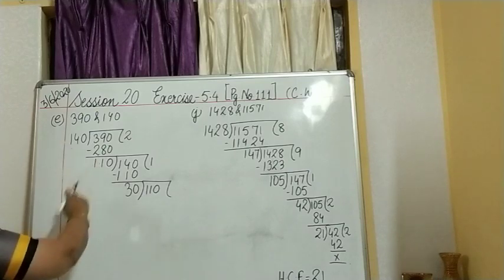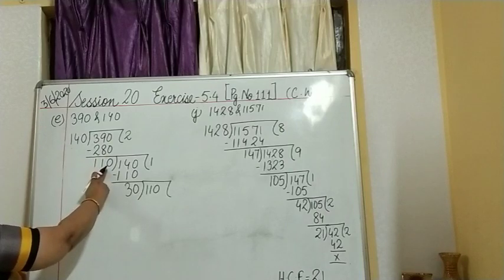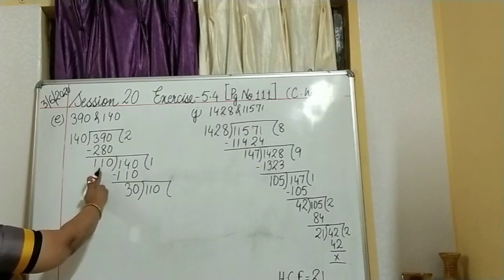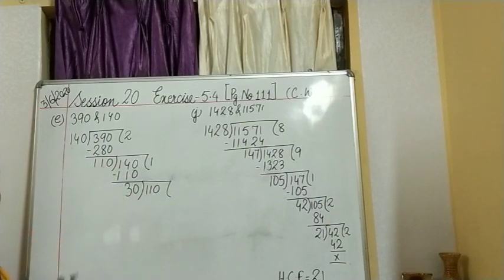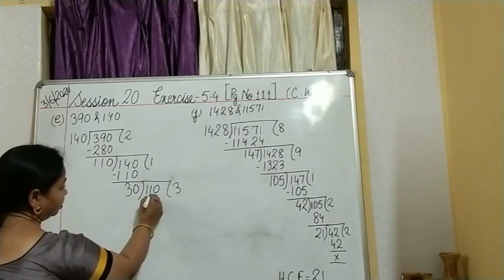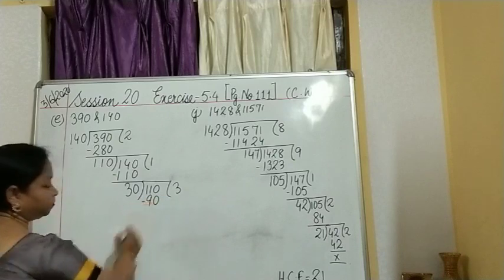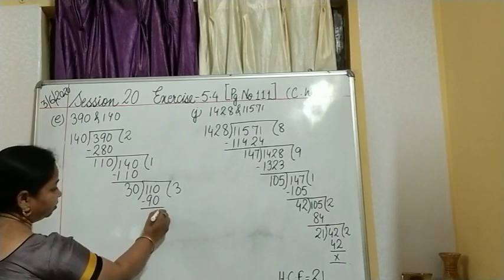So how many roles is 110 playing? If you look at the first case, it becomes the remainder. If you look at the second case, it becomes the divisor. If you look at the third case, it changes to dividend. See? So 30, 3s are, you will get 90. Subtract it.